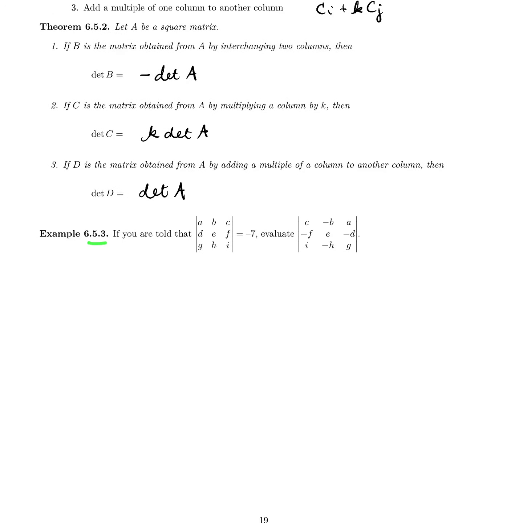Example 6.5.3: if we're told that the determinant of this matrix is -7, we're asked to find the determinant of this matrix. Now, we've done an example like this before with row operations, but we see here it looks like column 1 and column 3 have been interchanged. So we can evaluate this new determinant by doing some column operations. So let's switch those columns back. We'll do column 1 interchanged with column 3.